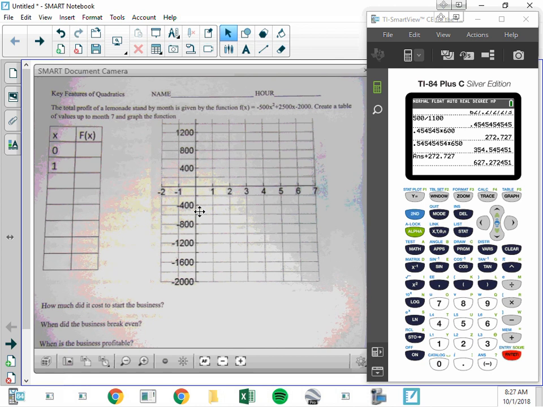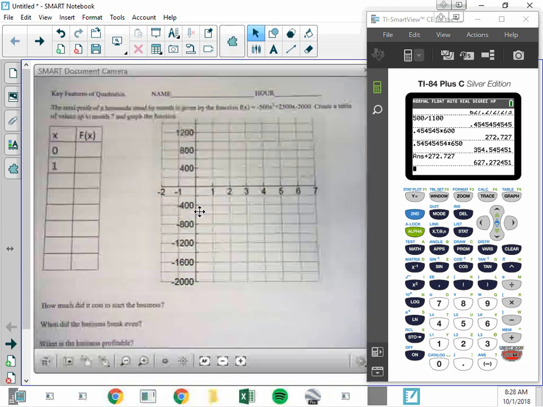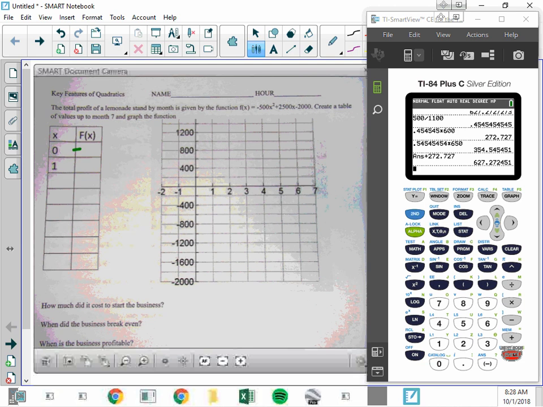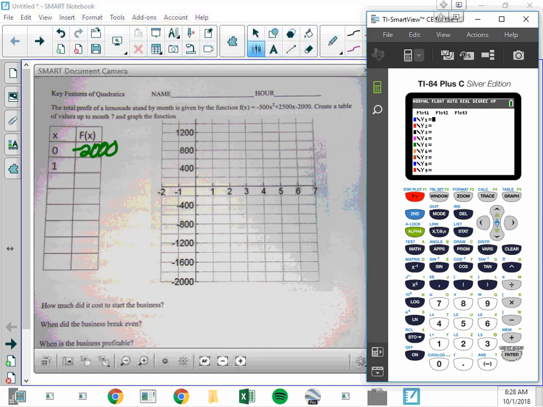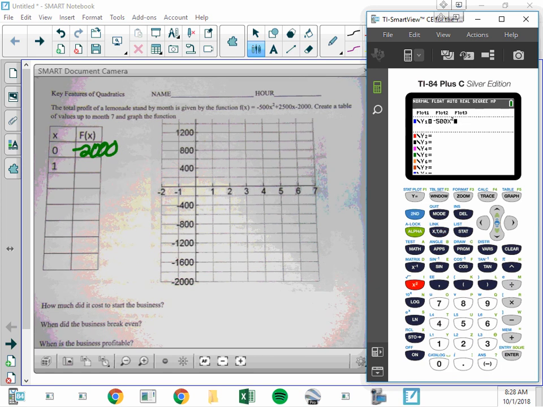Okay, so negative 2,000. How are we going to do 1? The exact same way. I'm just going to plug in 1, but I'm lazy. Are you guys lazy? Is there a faster way to fill out a table? Just graph it, and then I'll show you 2 different ways. So, going to go in my y equals and negative 500x squared plus 2500x minus 2000.